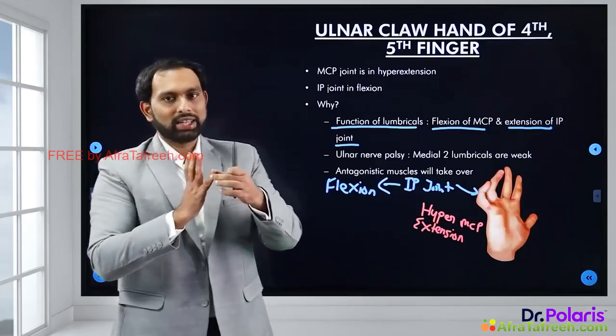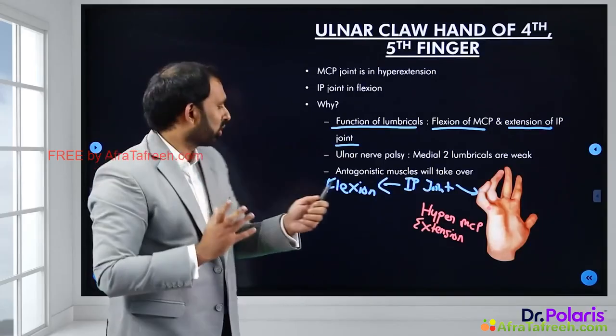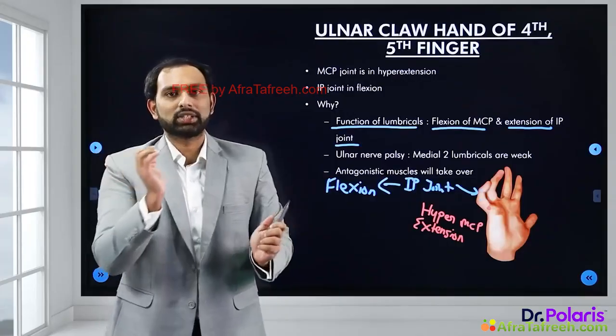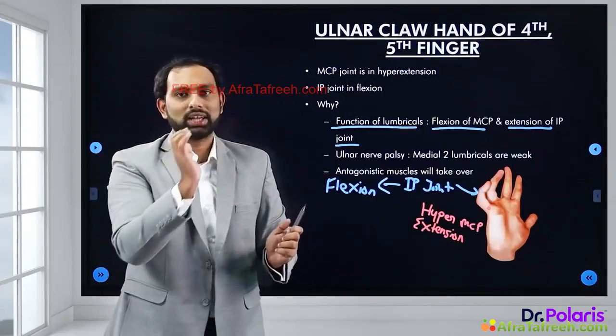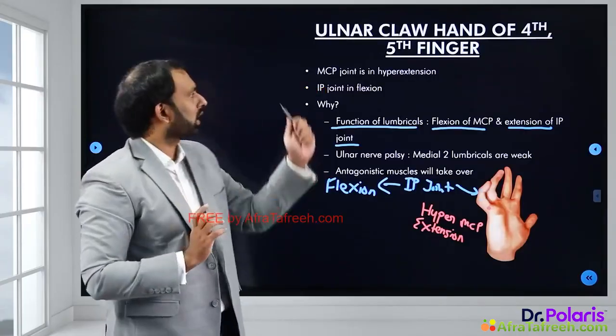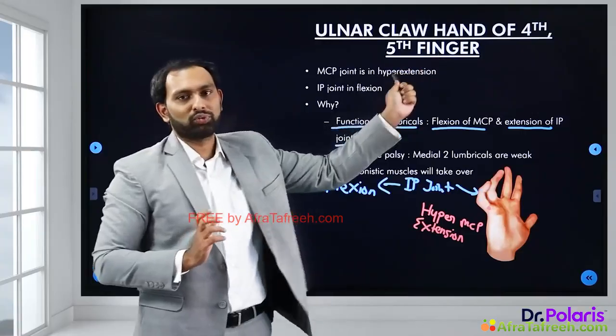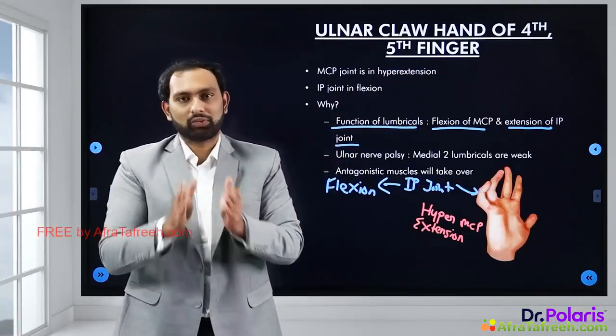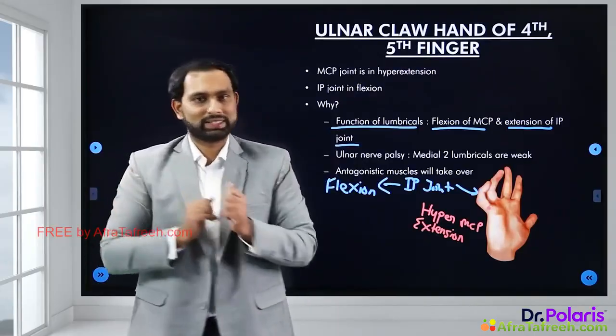Now same way at the IP joint, because you know that the IP joint extension is lost, the flexor muscles will overact and that will cause flexion at the IP joint and that will lead to clawing. So the ulnar claw hand of the fourth and fifth finger is mainly because the lumbricals of the fourth and fifth finger are weak because of ulnar nerve palsy.